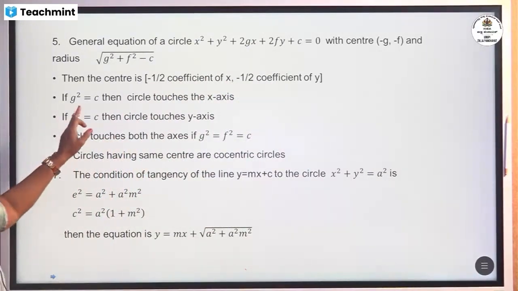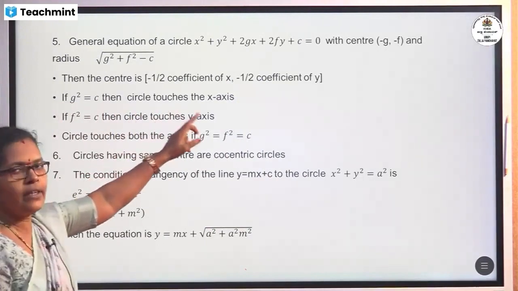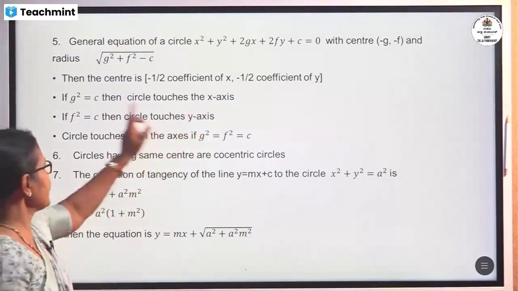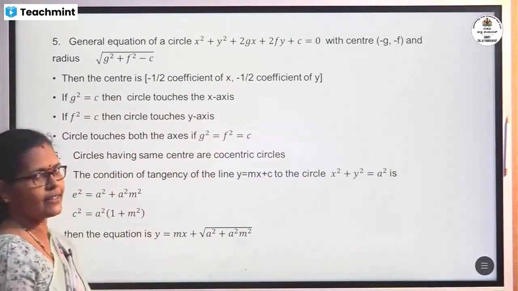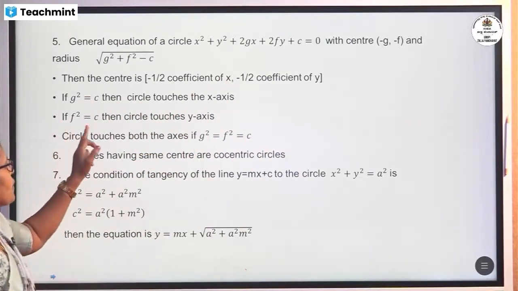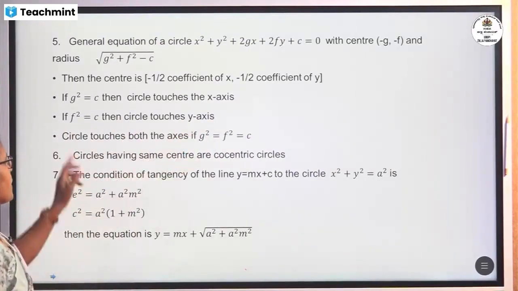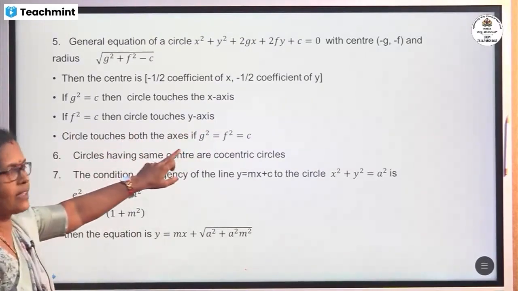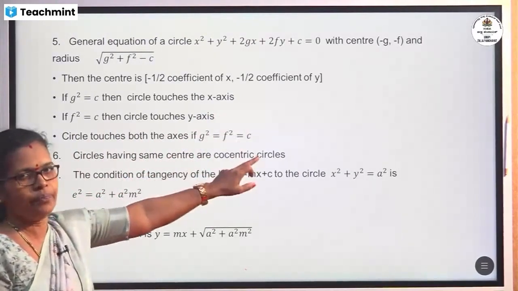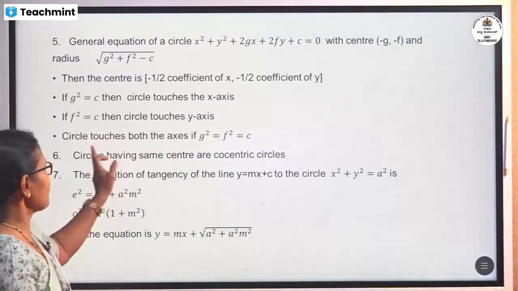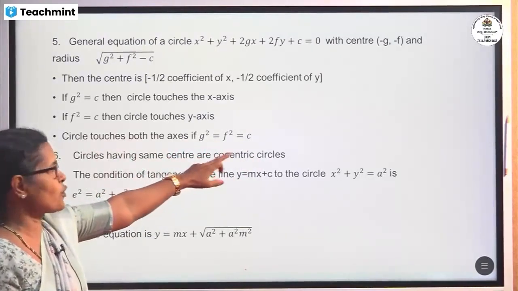If g square is equal to c, then the circle touches the x-axis. You know that. If f square is equal to c, the circle touches the y-axis. The circle touches both the axes if g square equals f square equals c.